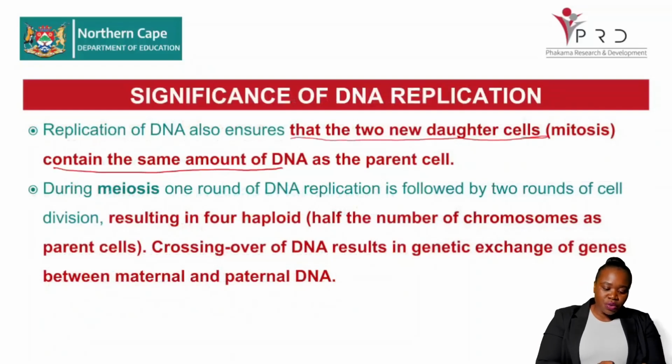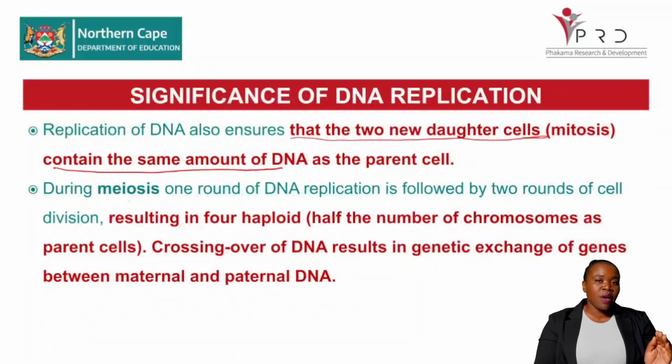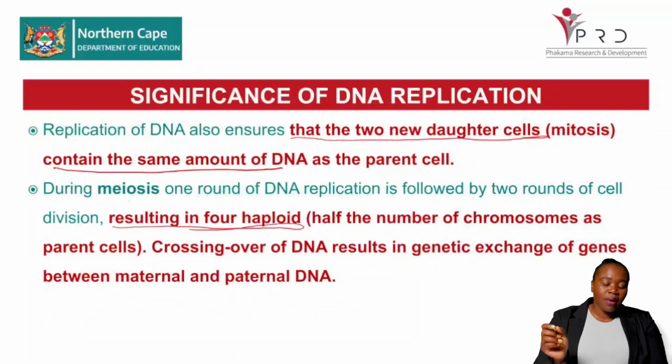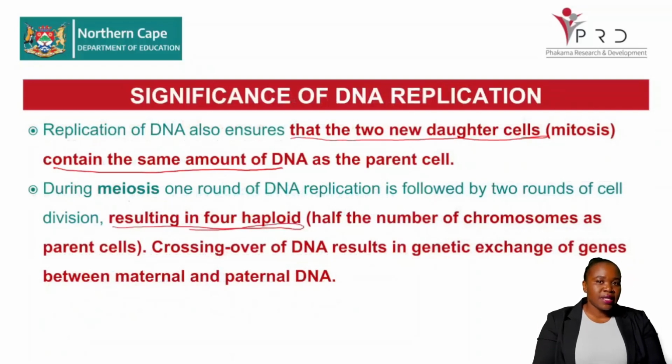And during meiosis, we know that 1 round of DNA replication is going to be followed by 2 rounds of cell division. We have meiosis 1 and meiosis 2, unlike in mitosis, whereby we only have mitosis, right? So this is going to result in 4 haploid cells. The cells that are going to result here are going to have half the number of chromosomes, right? So this also makes sure that the number of chromosomes that are going to be shared amongst these cells is going to be half, right? So it just makes sure that there is enough genetic material for those cells to share at the end of meiosis.